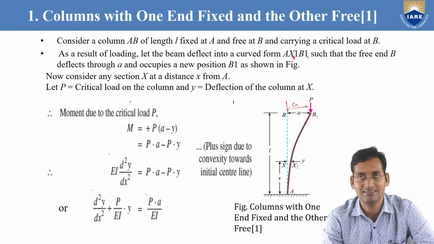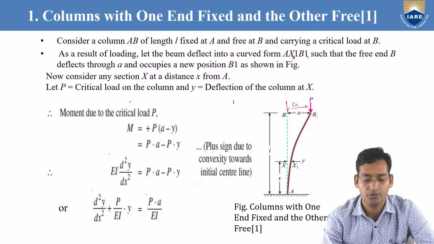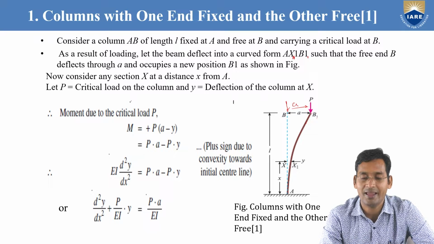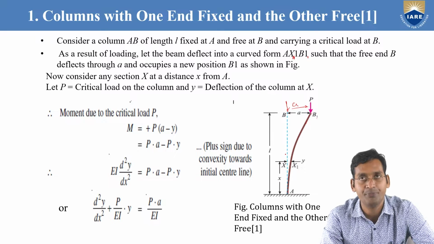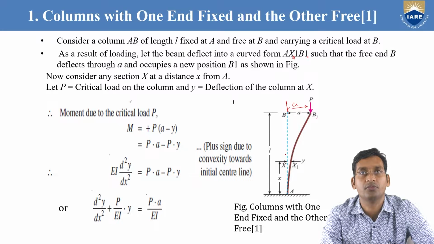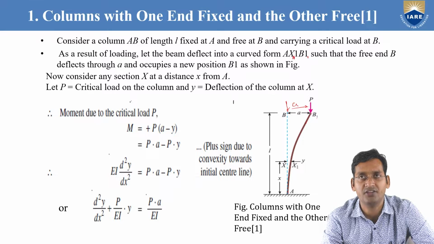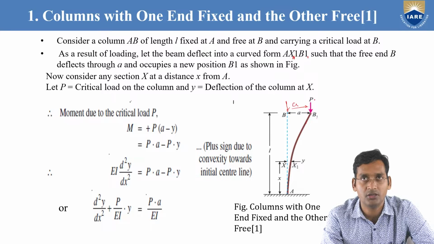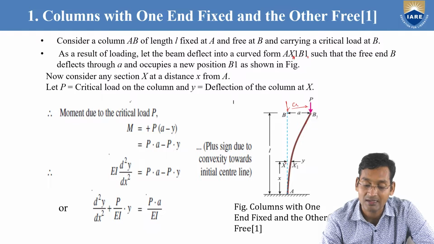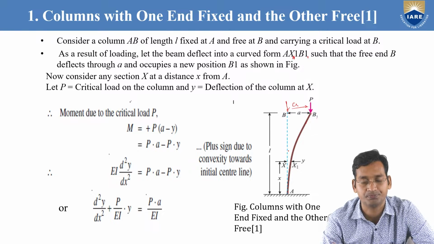Now just like previous, take any section. Consider any section X at a distance small x from A. Here X is the cross section, the part where we are finding at a distance small x. Now next, let P equal the critical load on the column, and y the deflection of the column at that section, that is at X.